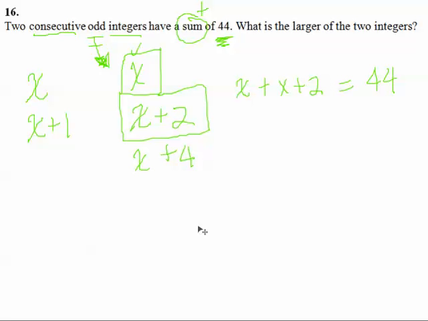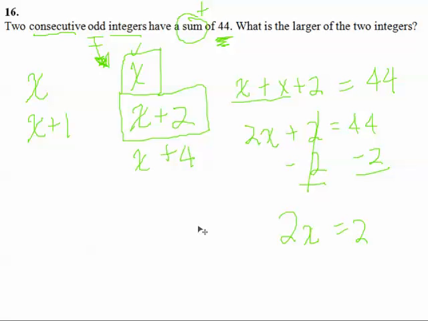And now I can solve that equation. Add the x's together. 1x and 1x is 2x. Plus 2 equals 44. I have to subtract 2 from both sides. And I get 2x equals 42. Sorry, I can subtract 2. Yeah, 42. Now I can divide by 2. And I get that x equals 21.